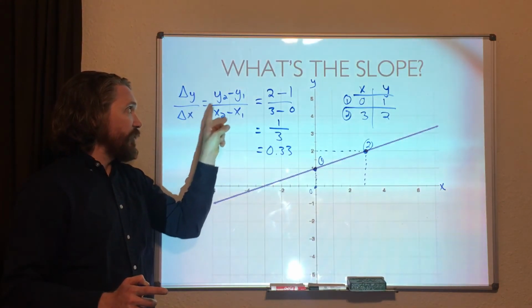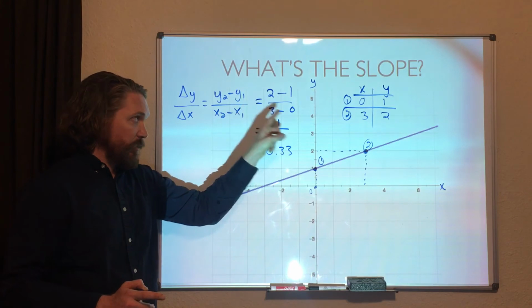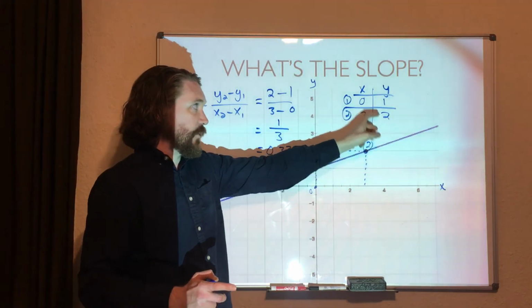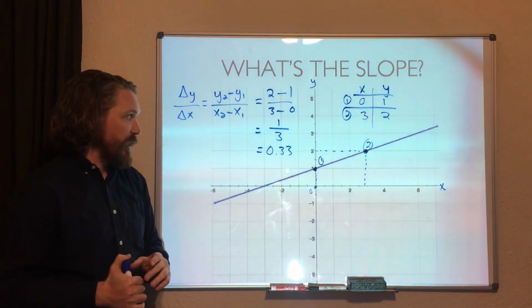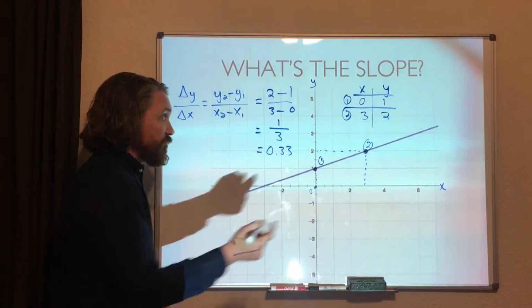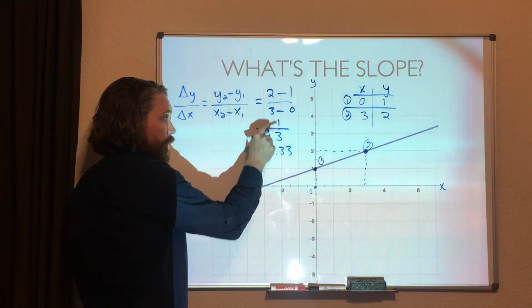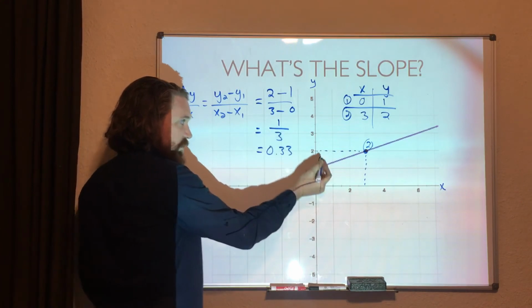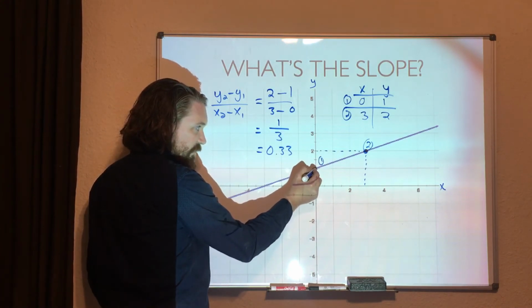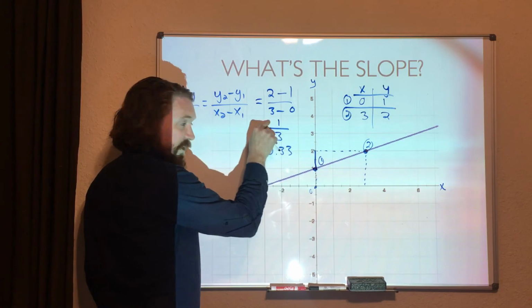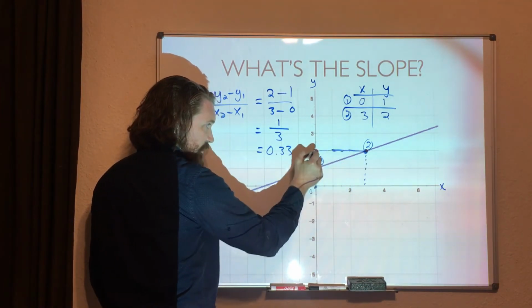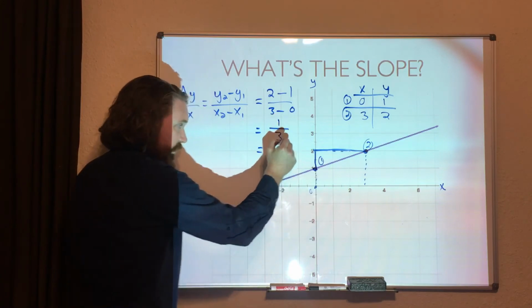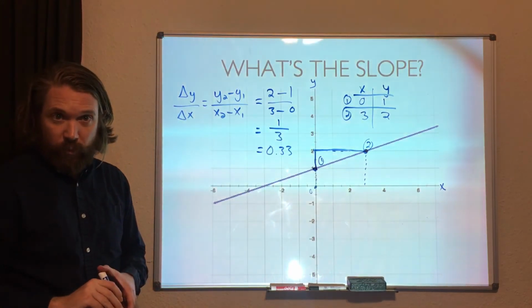Rise over run, 2 minus 1. Okay, it's always the second value minus the first value. Okay? And again, you can just double check. It's rise 1 divided by run 3. Well, let's look here. We rise up from 1 to 2. That's 1. And we go over 1, 2, 3. Rise over run. 1 divided by 3. With me?